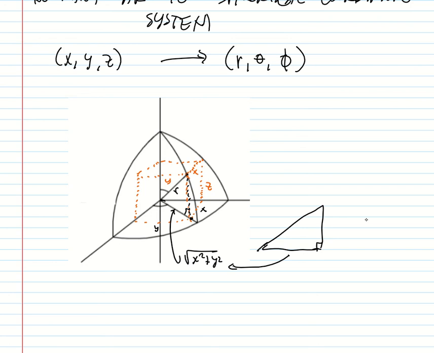And this is right. This is the origin. This is the point of origin. This is our point P. And this is our R. We know that this is Z. And we also know that this side is equal to the square root of x squared plus y squared.